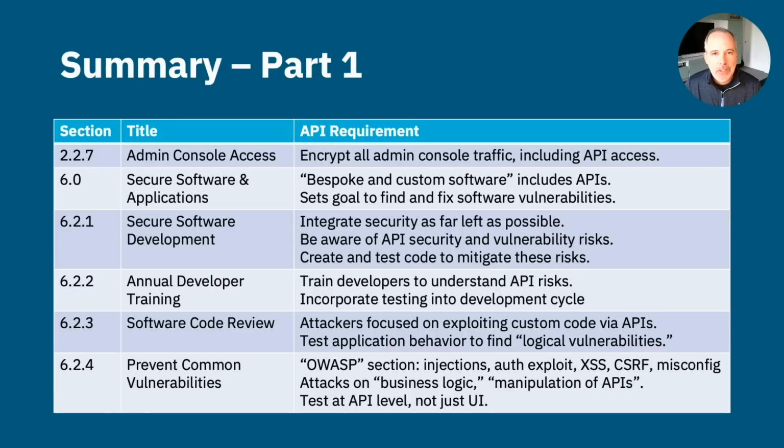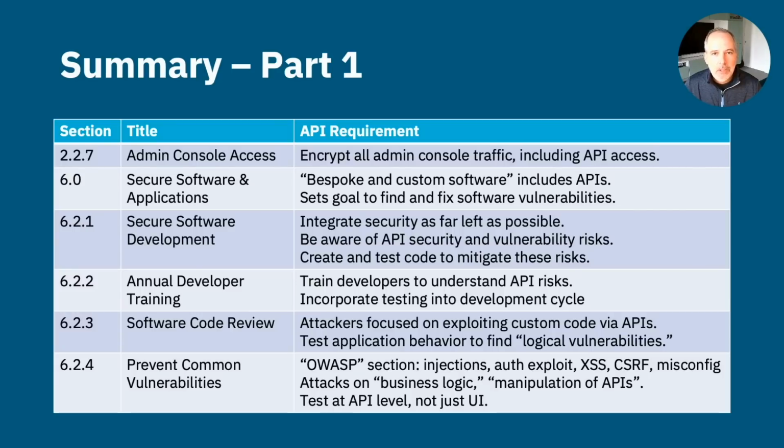6.2.2 sets requirements for annual training of developers. APIs have unique attack patterns, so it's critical that your developers understand what these look like and how to create more secure applications. 6.2.3 requires organizations to review and test code for security flaws. Here, DSS highlights how attackers are targeting your custom code via the APIs and looking to find and exploit logic vulnerabilities.